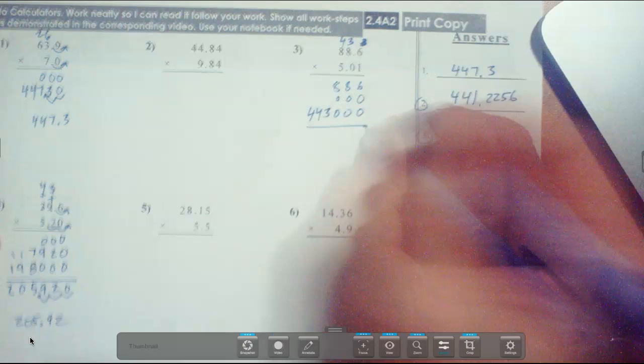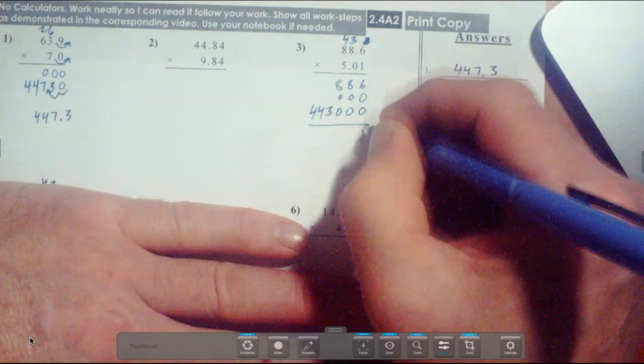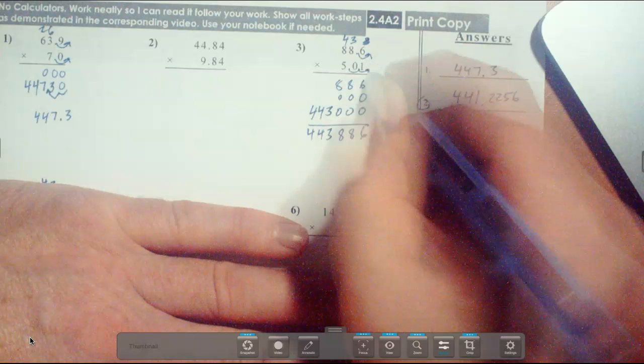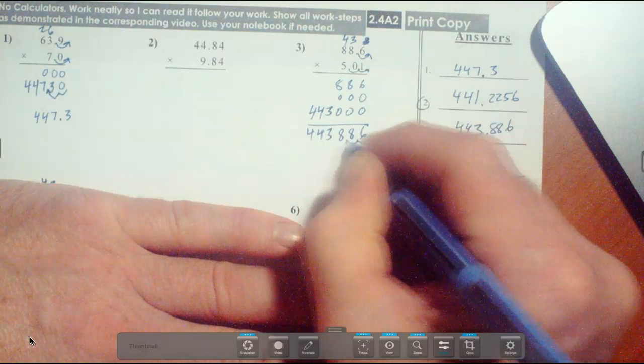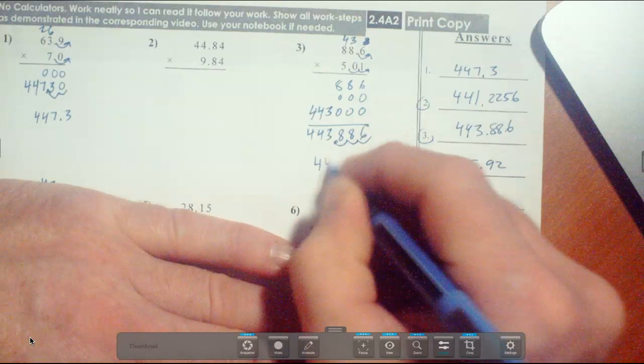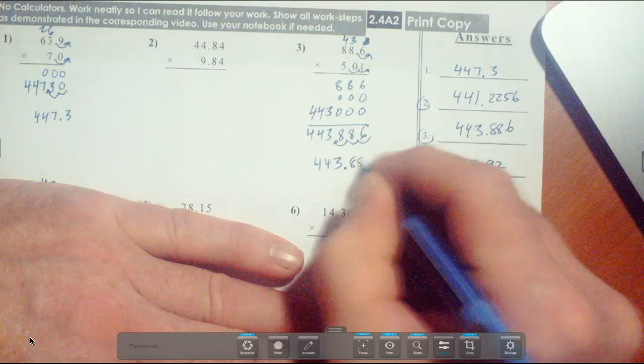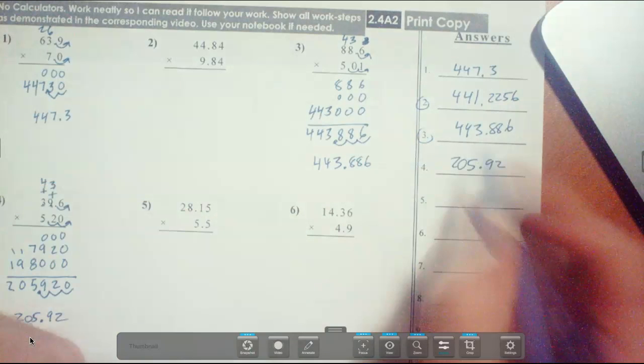Let's see how I did. 6 plus 0 plus 0 is 6. 8 plus 0 plus 0 is 8. 8 plus 0 plus 0 is 8. 3, 4, 4. All right, now we've got 1 decimal, 2, 3. So here's our answer, 1, 2, 3. So it's 443.886. Matches our answer.